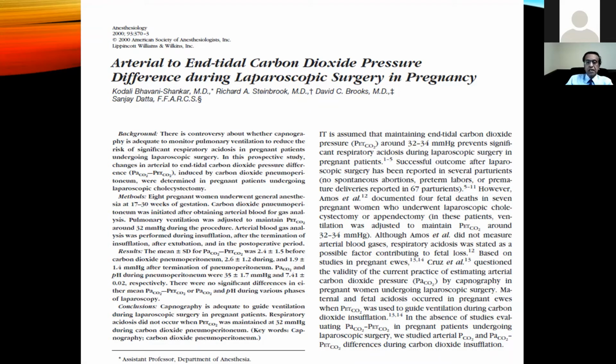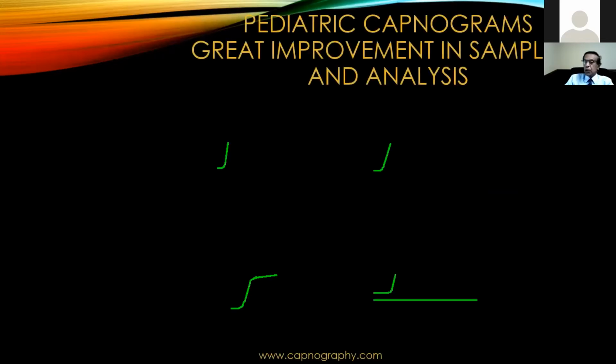However, subsequently, when we did a human study where we actually measured the arterial to end tidal CO2 difference during laparoscopic surgery in pregnant women, we found that this difference is generally between around 1 to 2 millimeters, and therefore maintaining end tidal CO2 around 32 millimeters is sufficient for us to know that the arterial CO2 is around 32 to 34 millimeters of mercury, and therefore an arterial line probably is not required, at least based on this study.